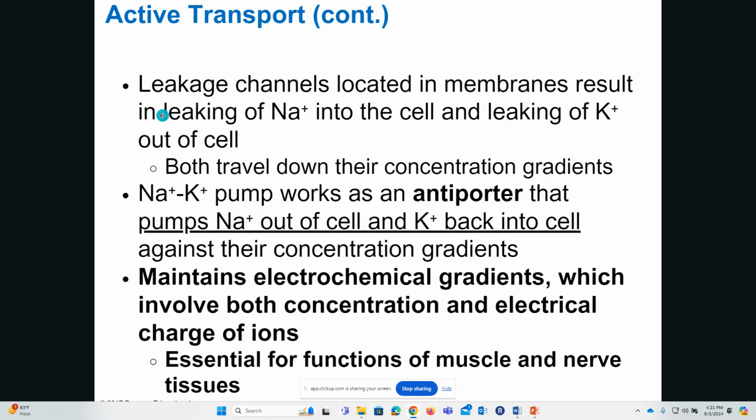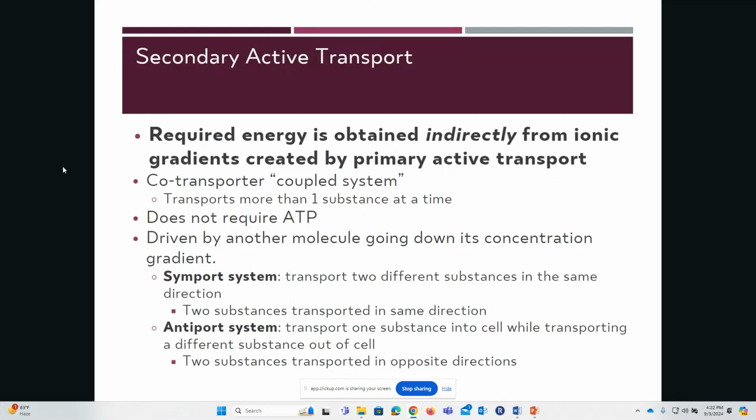And leakage channels are located in nerves and in the cell membranes of muscles. And so we're constantly having sodium go into the cell and potassium out of the cell. So we really do need something like the sodium-potassium pump to work as an antiporter, pumping things across the same carrier in 2 different directions in order to maintain concentration gradients required for the use of muscle and nerve tissues.